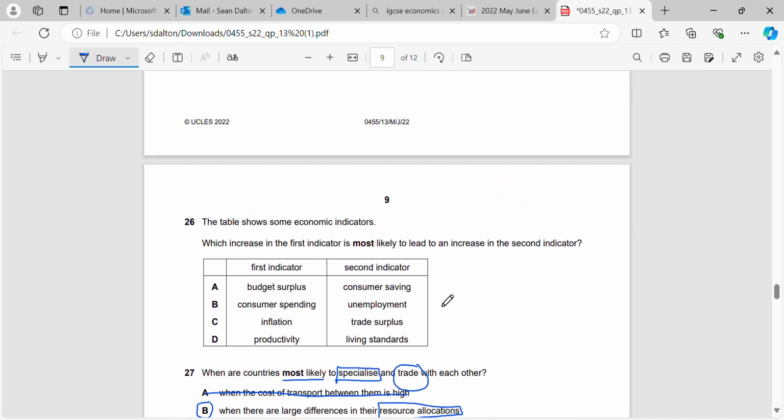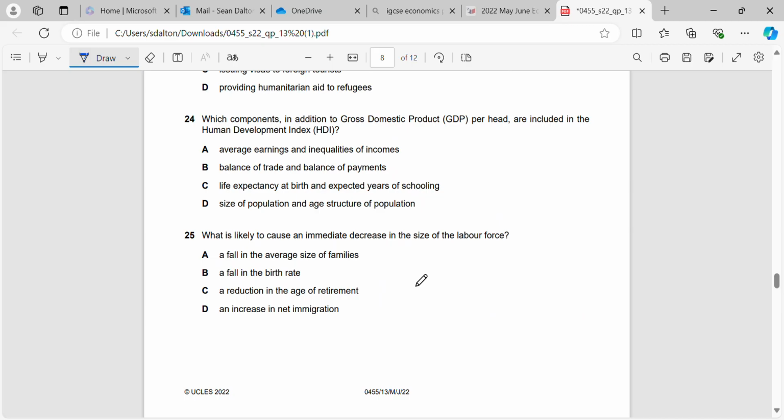Okay, question 26. Correct answer is D. 26, 25 and 24 are all question paper 11 questions. So C and C for 25 and 24.